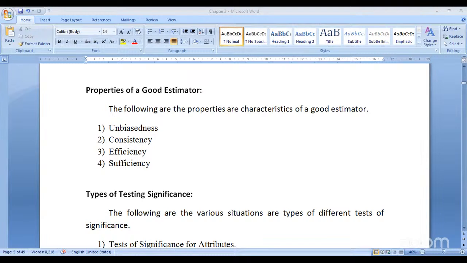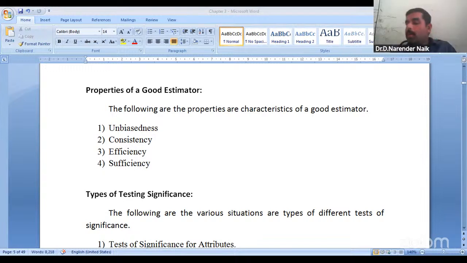So unbiasedness. In unbiased, a coin is an unbiased coin. So the coin will not act with partiality among any team. Okay, it will come head or tail. Any result it will come.